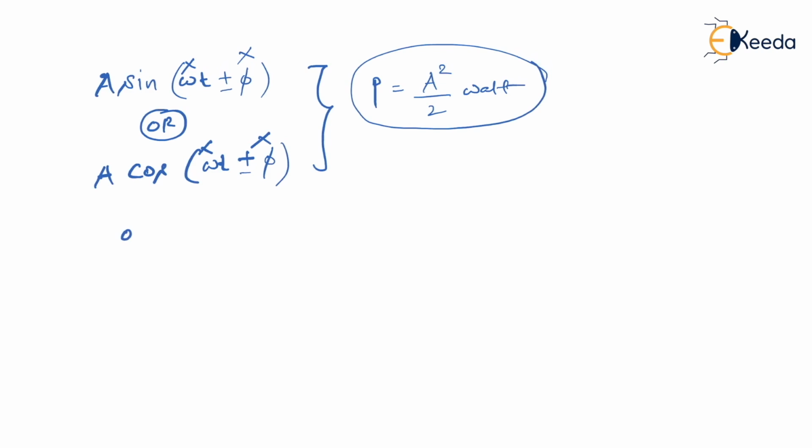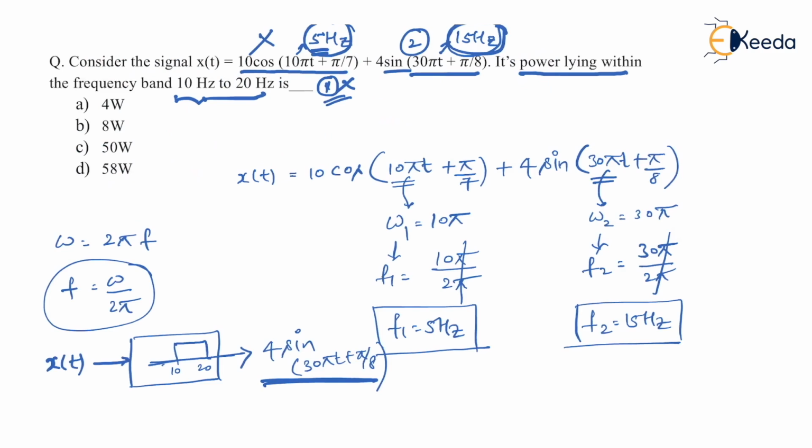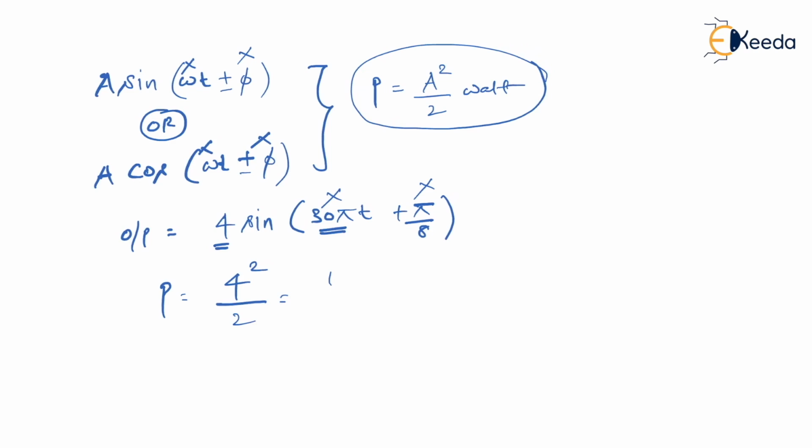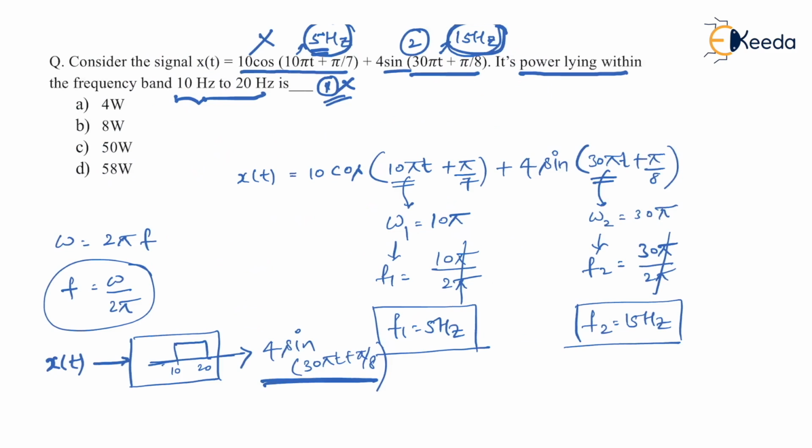In this case, the output was 4 sine of 30 pi t plus pi by 8. So its frequency component is 30 pi. We know that power is independent of frequency and phase. It is purely a function of amplitude. Then power is simply amplitude square, that is 4 square divided by 2. That is 16 divided by 2, which is nothing but 8 watt. Therefore the answer should be 8 watt. That is option B. Right?